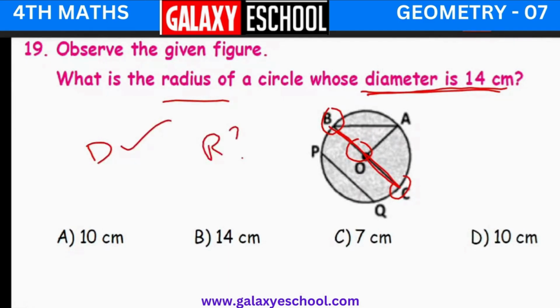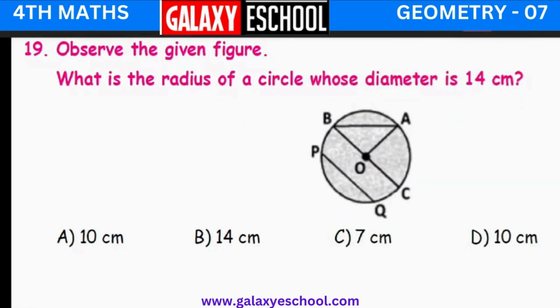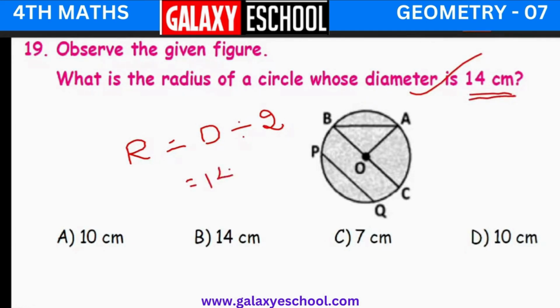Now if you remember from the class, what is the relationship between diameter and radius? We know that when diameter is already known, radius is equal to diameter divided by 2. Yes, so in this question, what is the diameter? 14 centimeters. So what will be the radius? 14 divided by 2, that is equal to 7 centimeters.